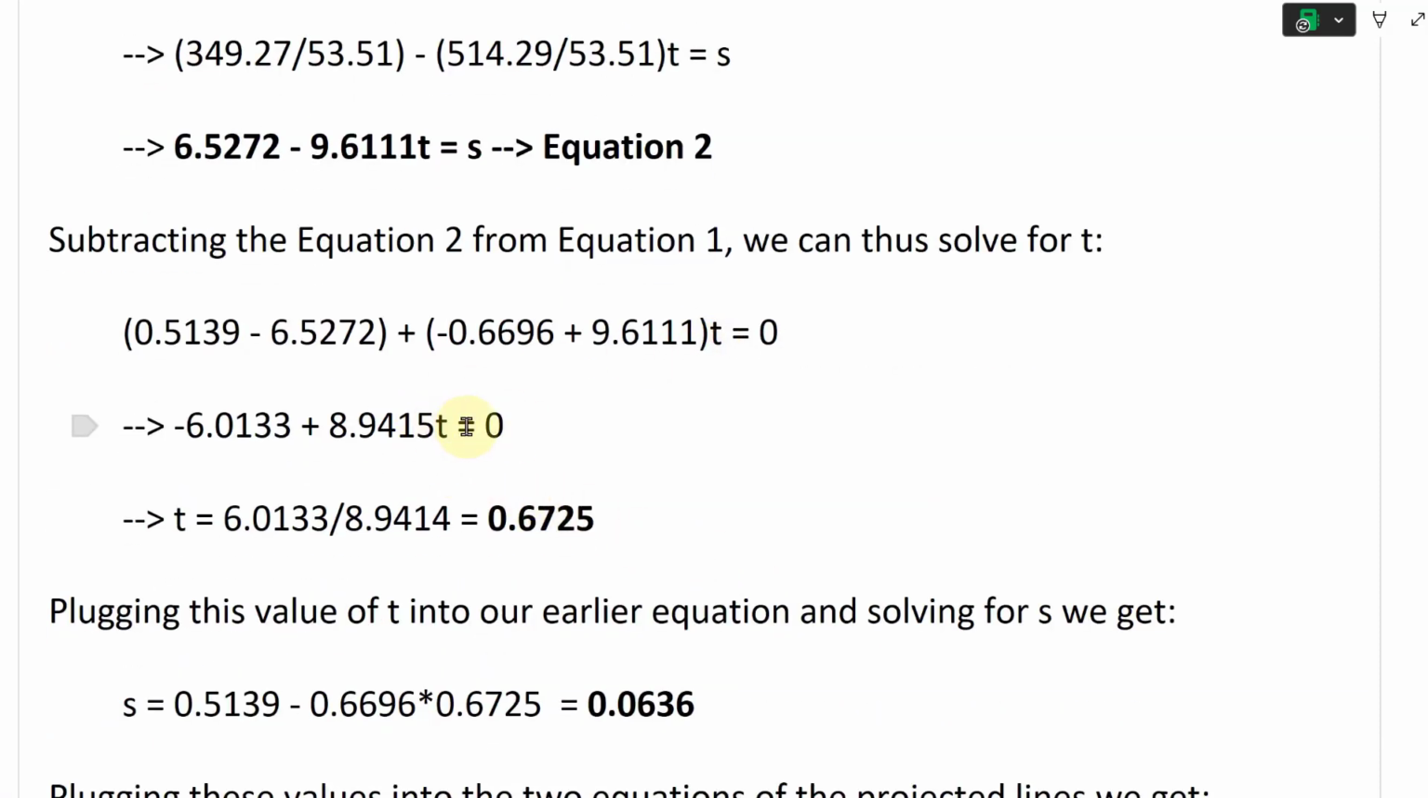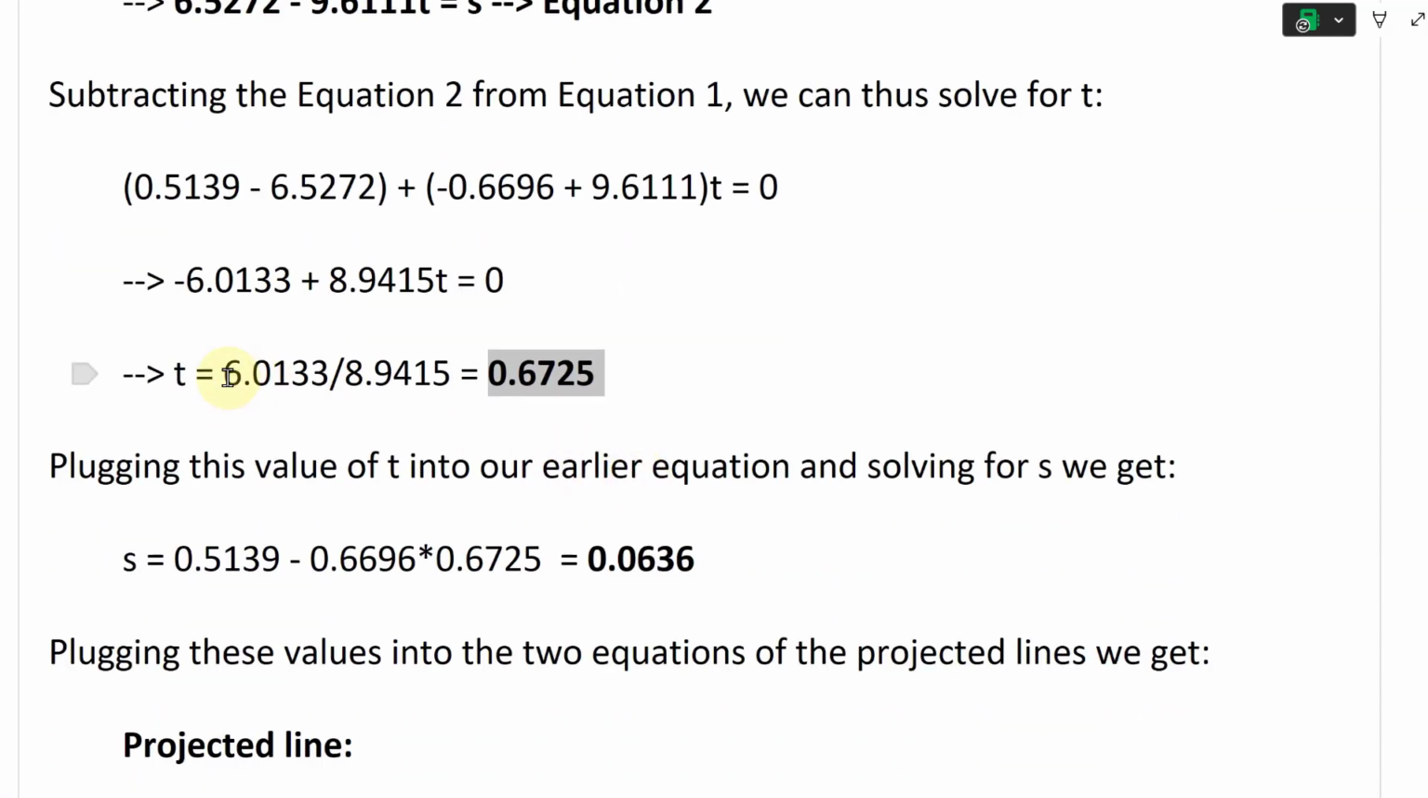So this becomes t equals 0, and then you can move this over to this side, and then divide it out by this to solve for t. So t equals, it's going to be positive, 6.0133 divided by 8.9414. Well, actually, no, it's not 1.4. This is 1.5. I have to update everything because of that extra 1 that I ignored earlier. But it's still the same thing. 0.6725. So that is what t is equal to.